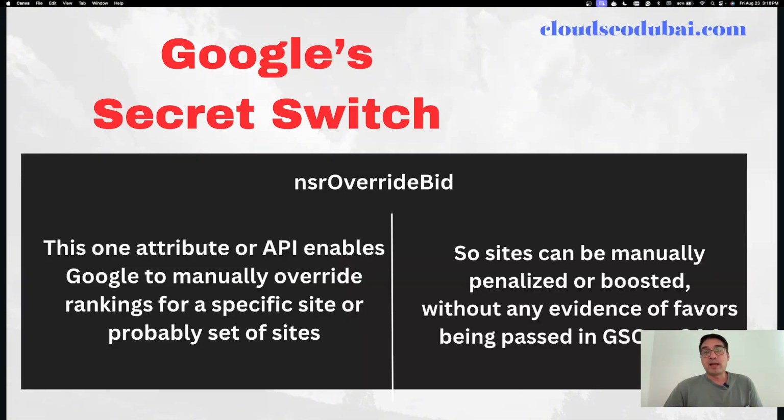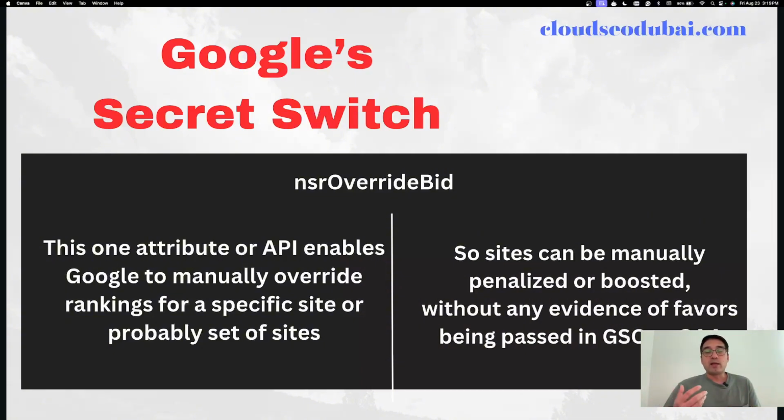So, Google's secret switch. Now, this is the NSR override bit. And this one attribute, or API perhaps, from Google enables Google to manually override rankings. So Google can see a site and say, you know what? We don't want this site to rank on the first page or even number 1 or 2 or 3 for whatever reason, and they can manually derank it. And you will not see a manual penalty. You will not even notice. Well, it will look kind of like a manual penalty in your Google Search Console, but when you check, there will be no manual penalty.